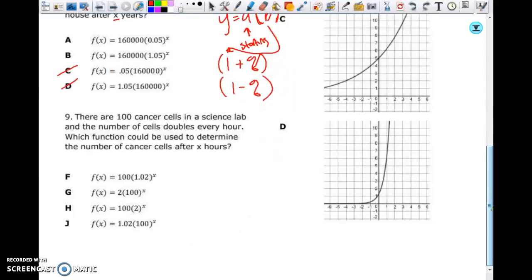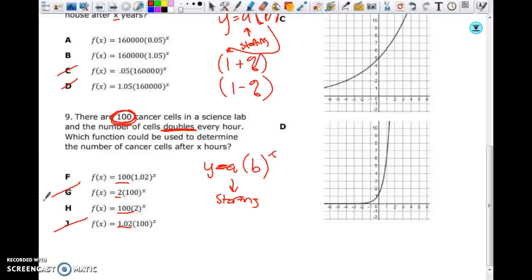Number 9, there are 100 cancer cells in a science lab, and the number of cells doubles every hour. Which function could be used to determine the number of cancer cells after X hours? Again, this is exponential. So again, the A is the starting value. So we started with how much? So you can eliminate the first number. You know what you're looking for.